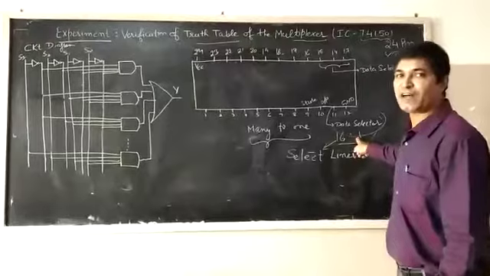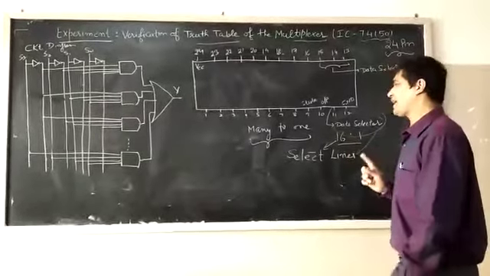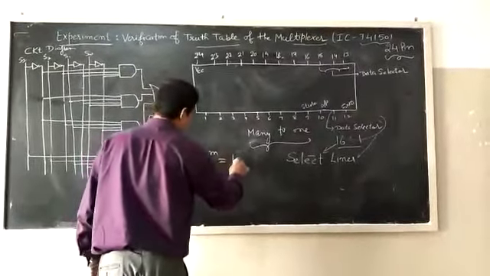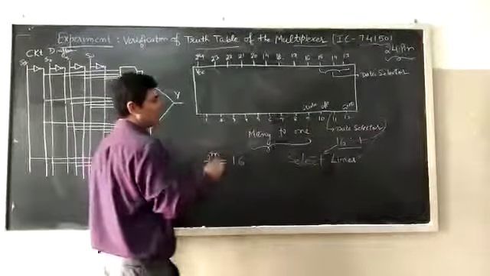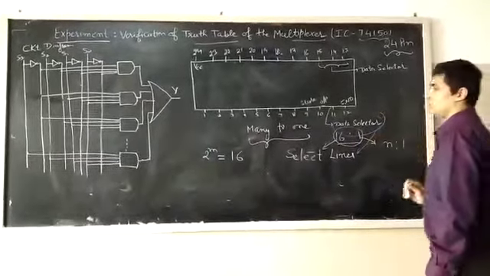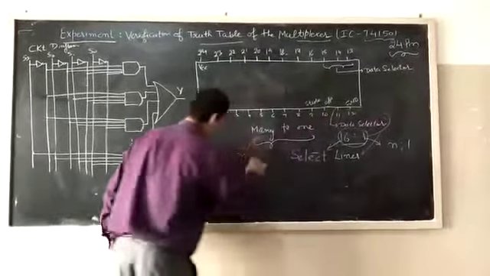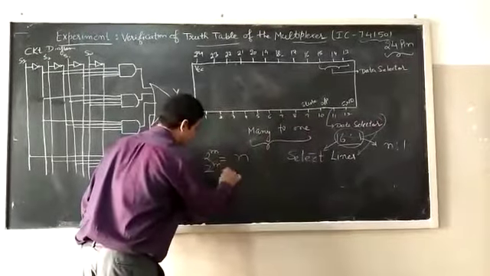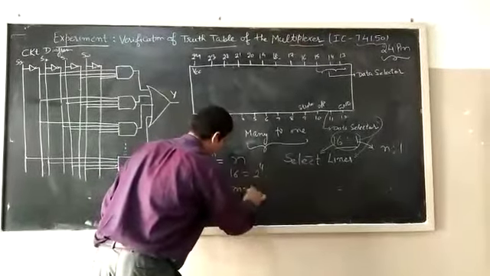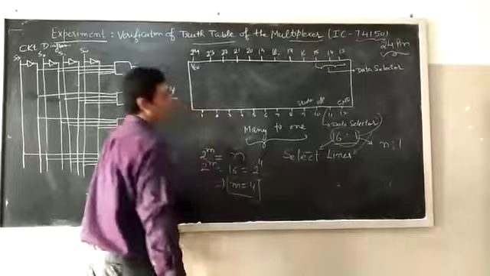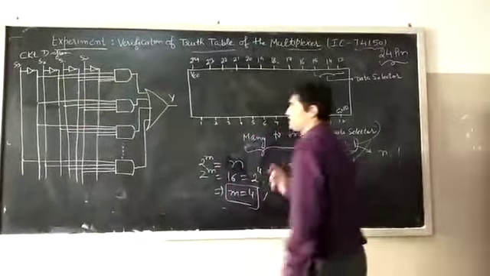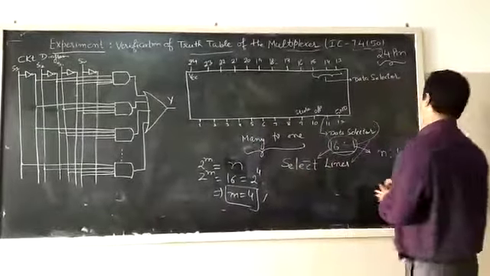For a 16:1 multiplexer, how many select lines are required? It is from this formula: 2 raised to power m is equal to 16. Normally we write it in general form as n is to 1, so 2 raised to power m equals n. Here n is 16, and 16 equals 2 raised to power 4. If you compare these two, you will find that m equals 4. So 4 select lines or data selectors are required.